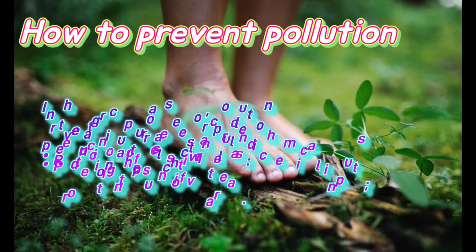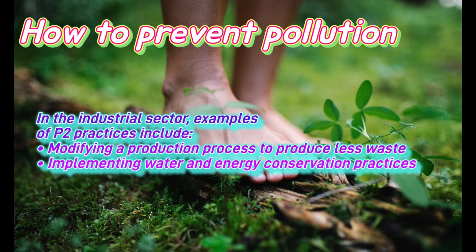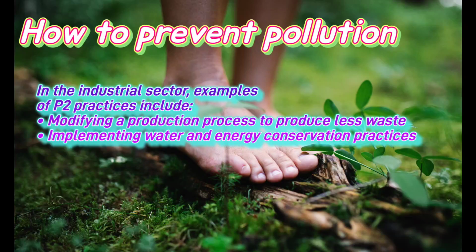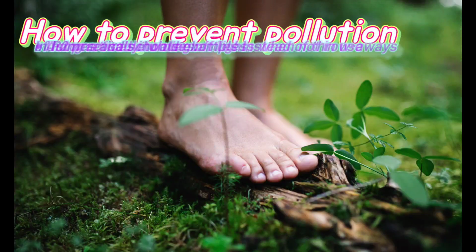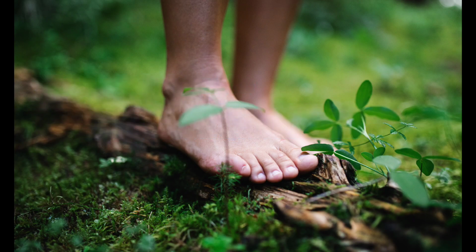In the agriculture sector, pollution prevention approaches include reducing the use of water and chemical inputs, and protection of sensitive areas. In the industrial sector, examples of pollution prevention practices include modifying a production process to produce less waste and implementing water and energy conservation practices. In homes and schools, examples of pollution prevention practices include using reusable water bottles instead of throwaways and automatically turning off lights when not in use.